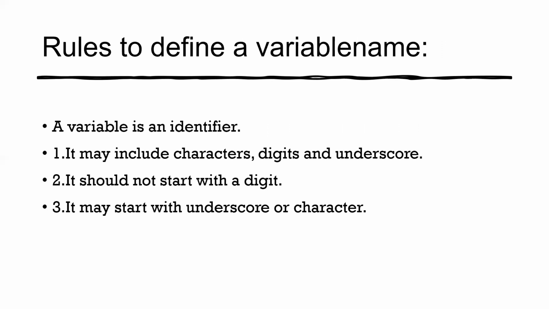As I said, there are some rules to define a variable. Actually, a variable is an identifier. So what is an identifier? An identifier is a user-defined word in a program which is used to represent programming elements like variables, arrays, structures, union, enumerators, etc. So as I said, there are some rules. The variable name or an identifier may include characters, digits, and underscore. No other special characters are used to define a variable. It should not start with a digit. It may start with underscore or a character.